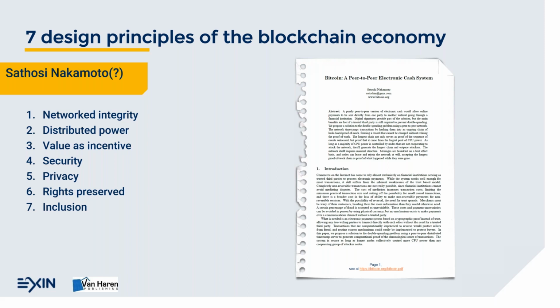Rights preserved, number six. Rights and freedoms are clear and enforceable as they become part of the blockchain. So the blockchain, with the earlier-mentioned smart contract, means that rights are preserved in the blockchain itself. And inclusion: everybody can take part in the blockchain. I will show later on an example of that.